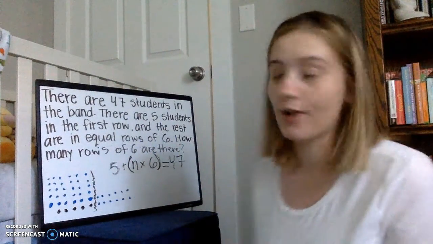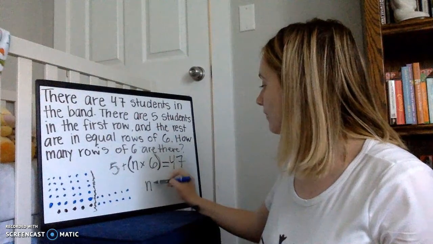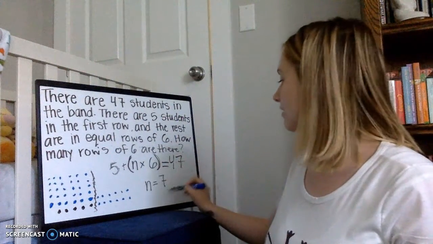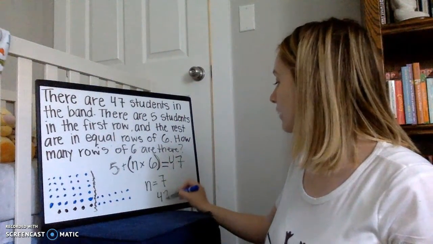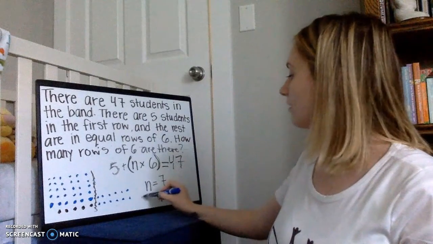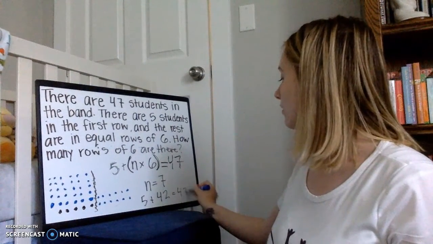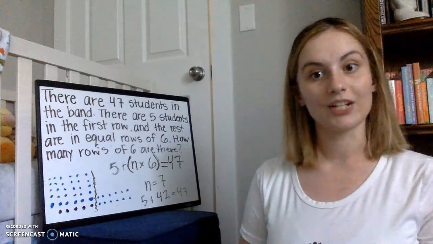And with our picture, we know that n equals 7. So 7 times 6 is 42. And 5 plus 42 equals 47. That's how I check my answer.